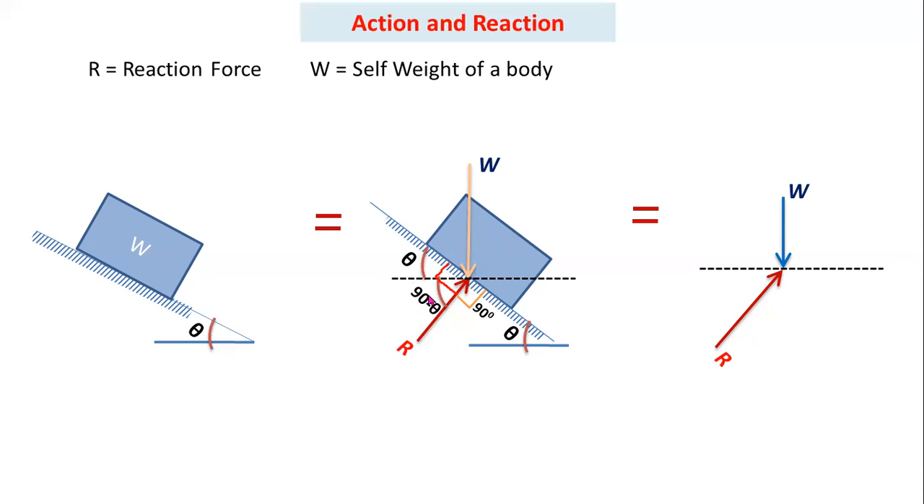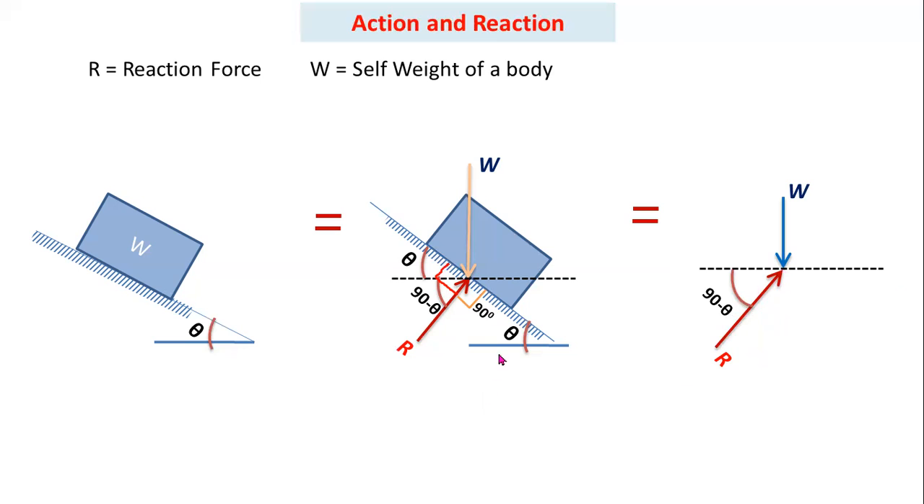So the angle between this horizontal line and the reaction force is 90 minus theta. Okay. So theta plus 90 minus theta plus 90, total angle is 180 degrees. So the angle between the horizontal line and the reaction force is 90 minus theta.